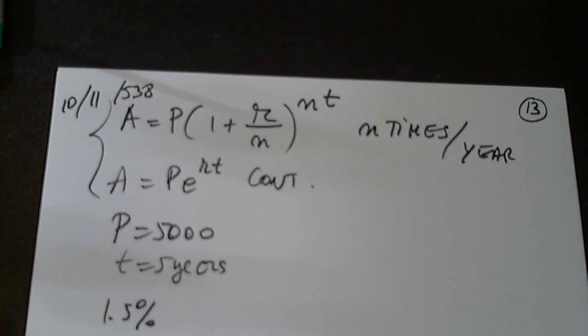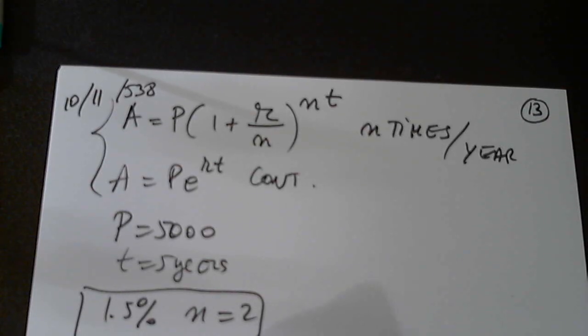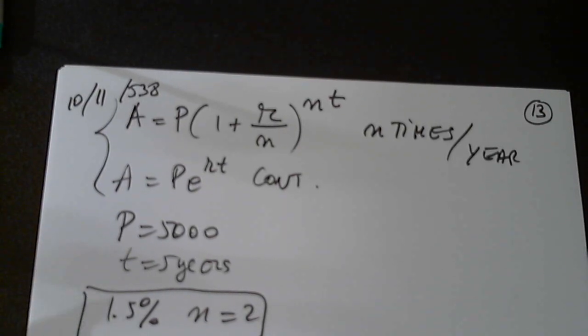1.5% compounded semi-annually, which means n equals 2. This is one option. Or 1.45% compounded monthly, sorry, n equals 12. So which one is a better option for us?